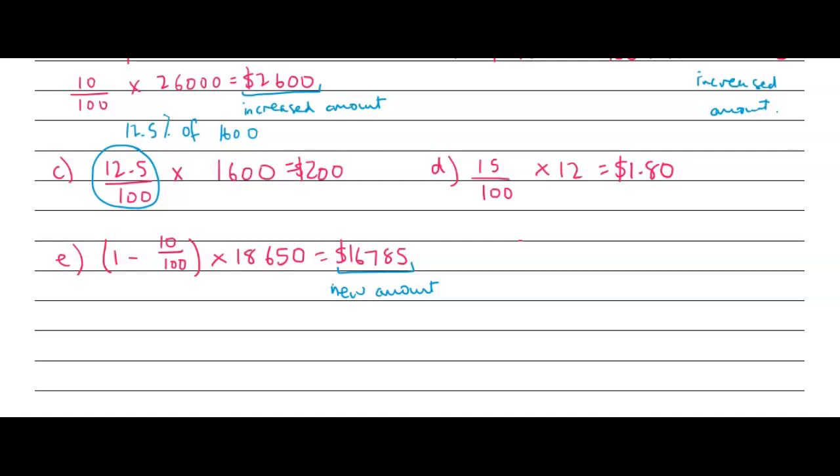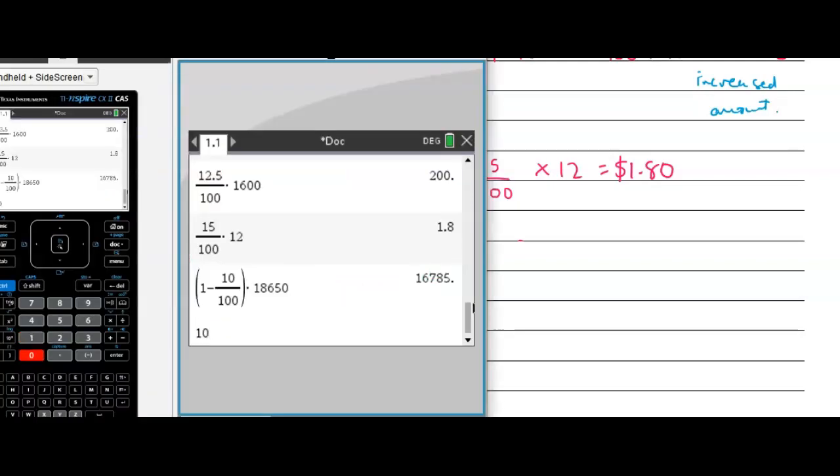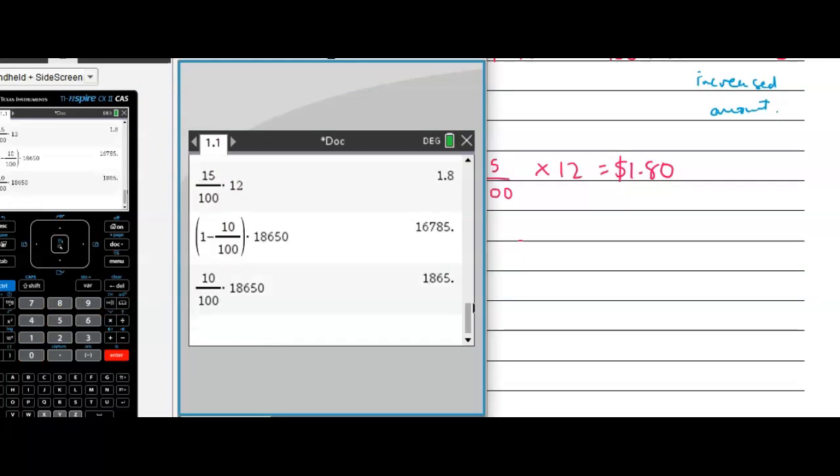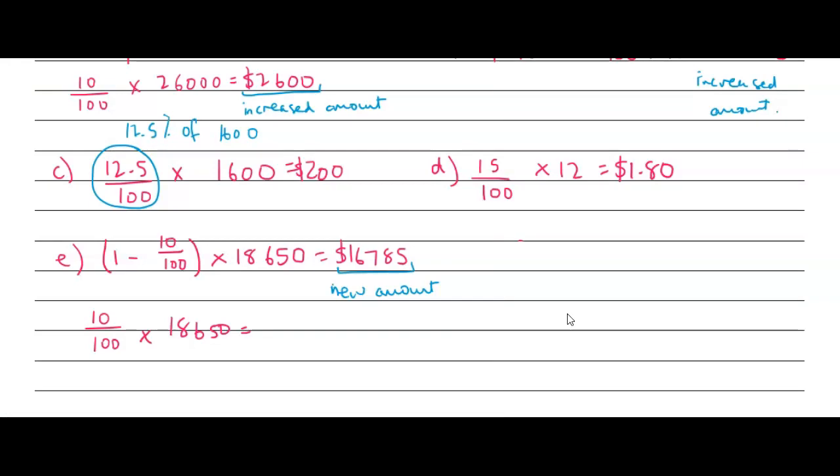But if you wanted to know how much discount you got, obviously you can subtract it from your new amount, or you can just convert your percentage into a decimal and multiply that by the amount, so 18,650. So on your calculator, 10 divided by 100 times 18,650. So 1,865. So that's how much money you save. So I'll write that here. This is your decreased amount. So it all depends on what the question is asking you as to whether you need the new amount or just the decreased amount.